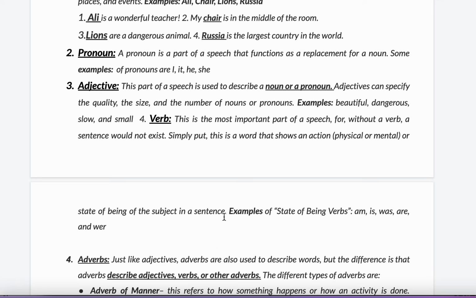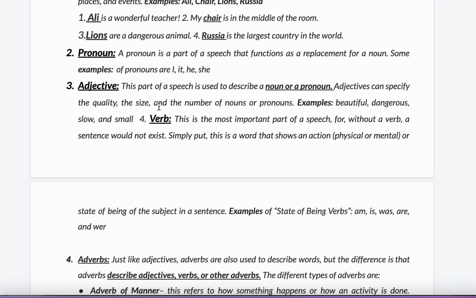So here we have the adverb's definition. It's a little complicated, and that's the reason I'm taking a little longer to explain this part. Adverbs describe adjectives, verbs, or other adverbs, whereas an adjective only describes a noun or pronoun. So here go the examples of nouns or pronouns.